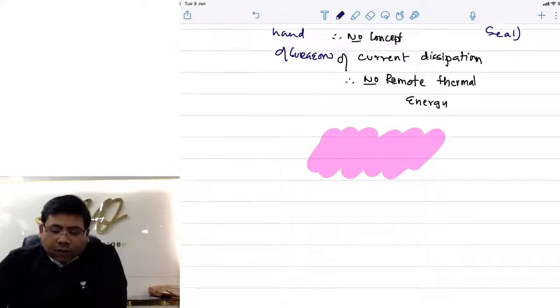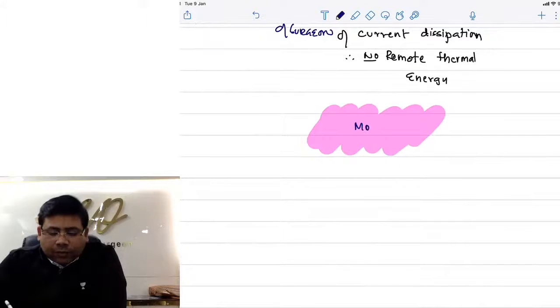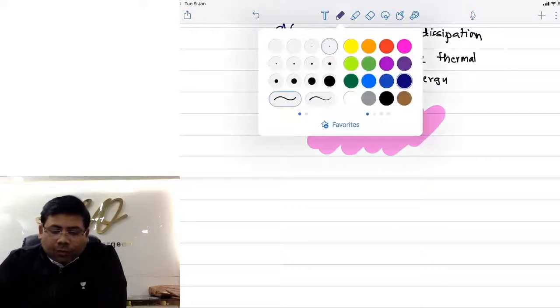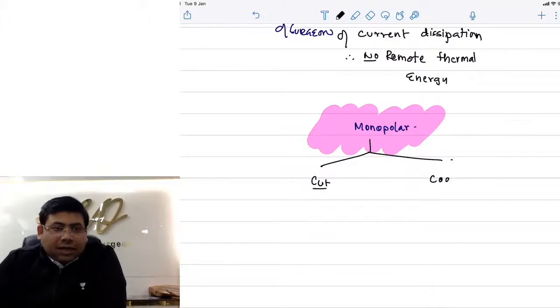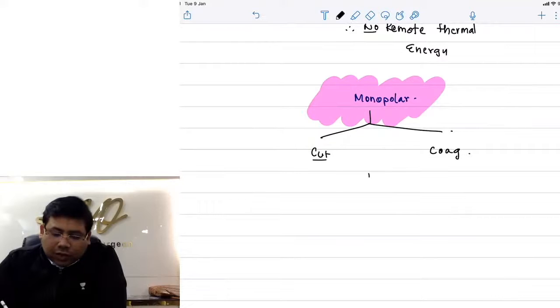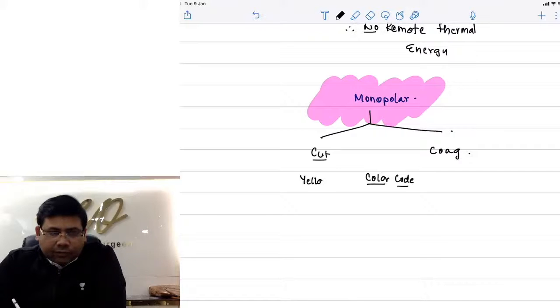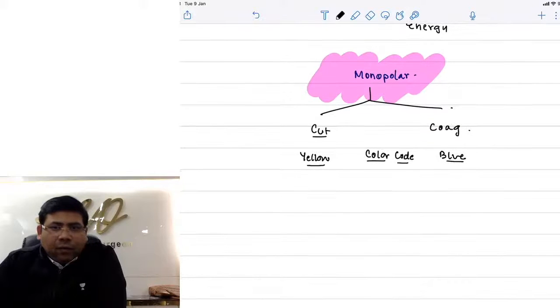So when we talk about the monopolar, what is the concept, how is the monopolar working? Monopolar has two modes. Now you will tell me what color is represented for cut and what is the color for the coag. So, color coding, tell me the color code. The color code is, we have yellow for the cut, and blue for the coag. Students, is the video not clear to all?